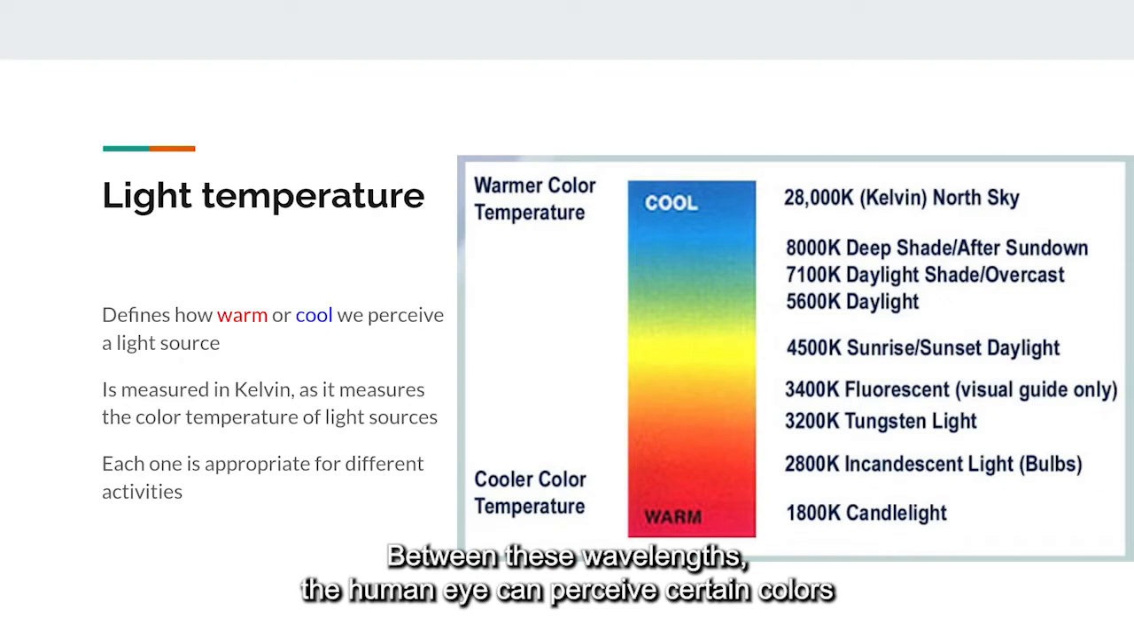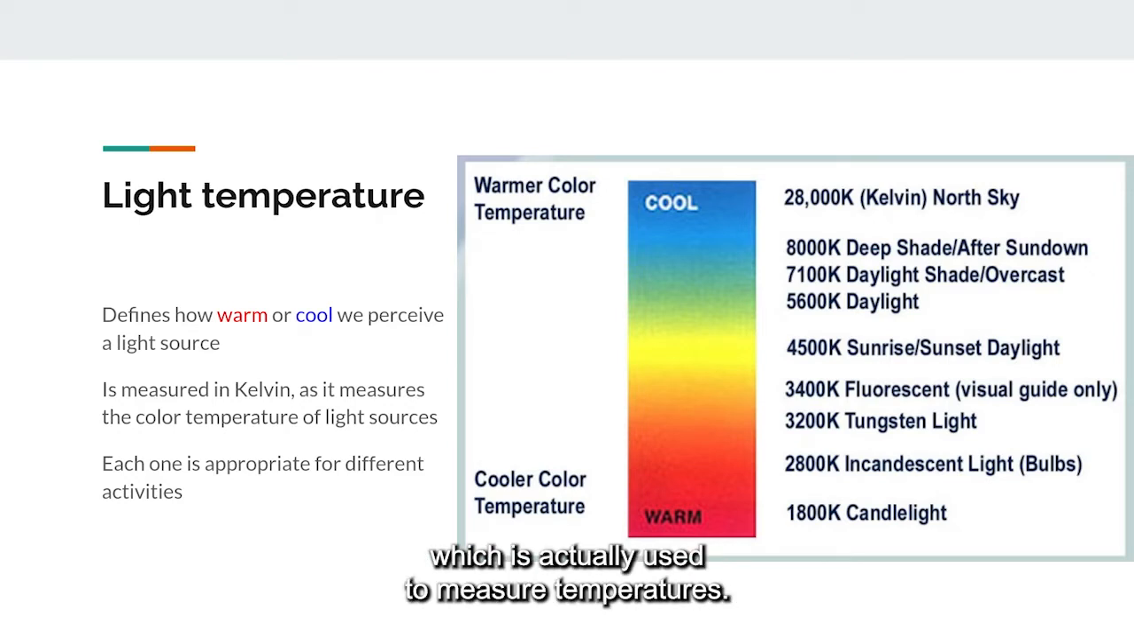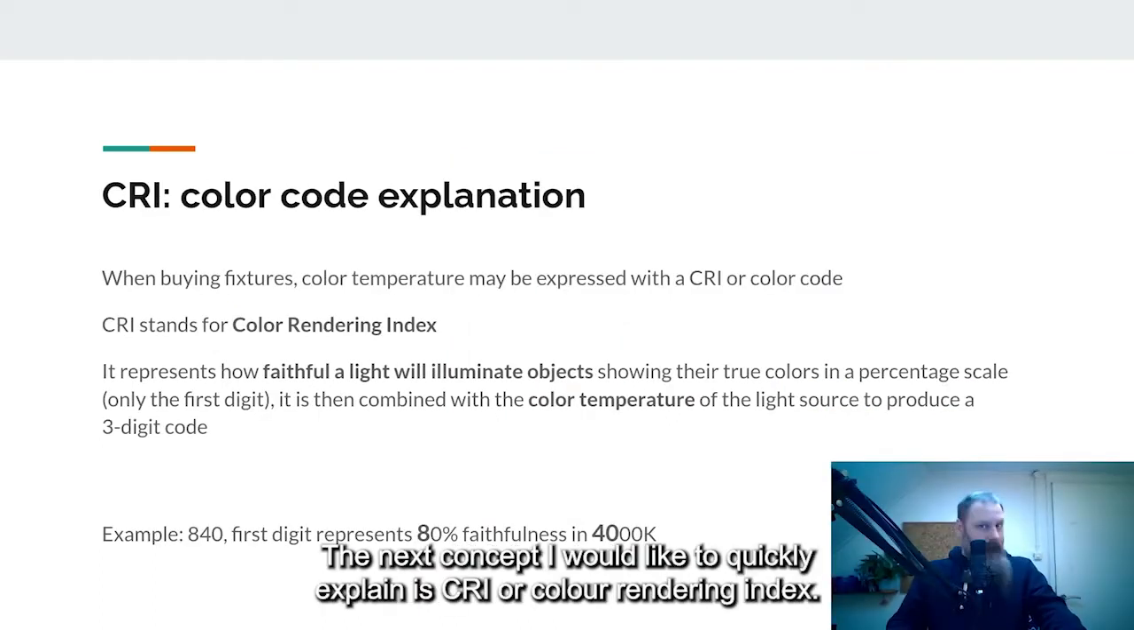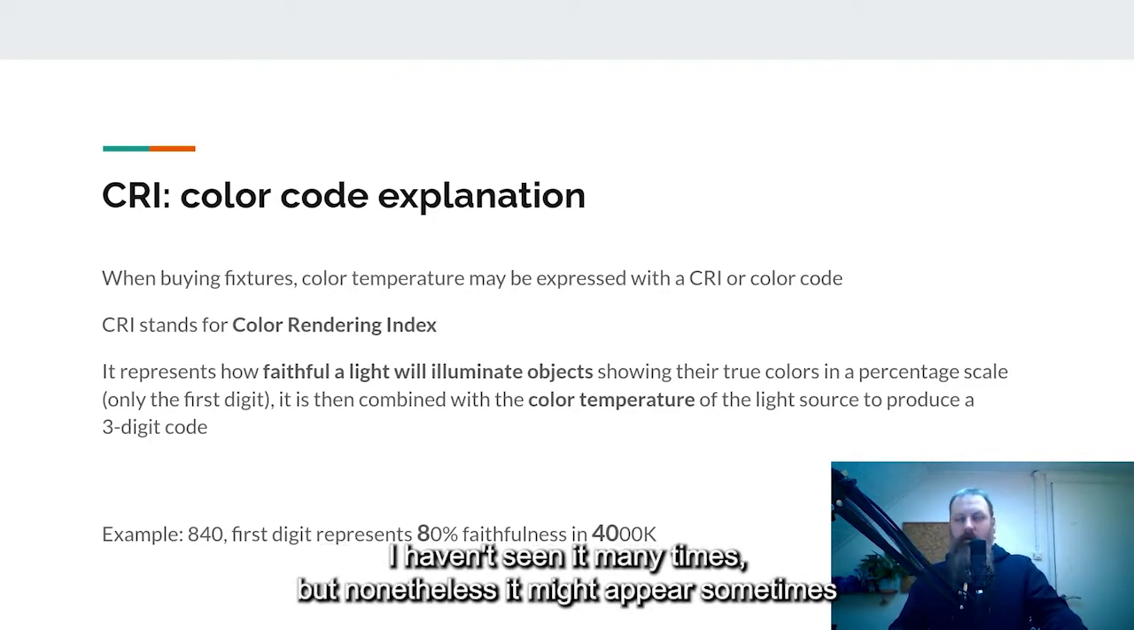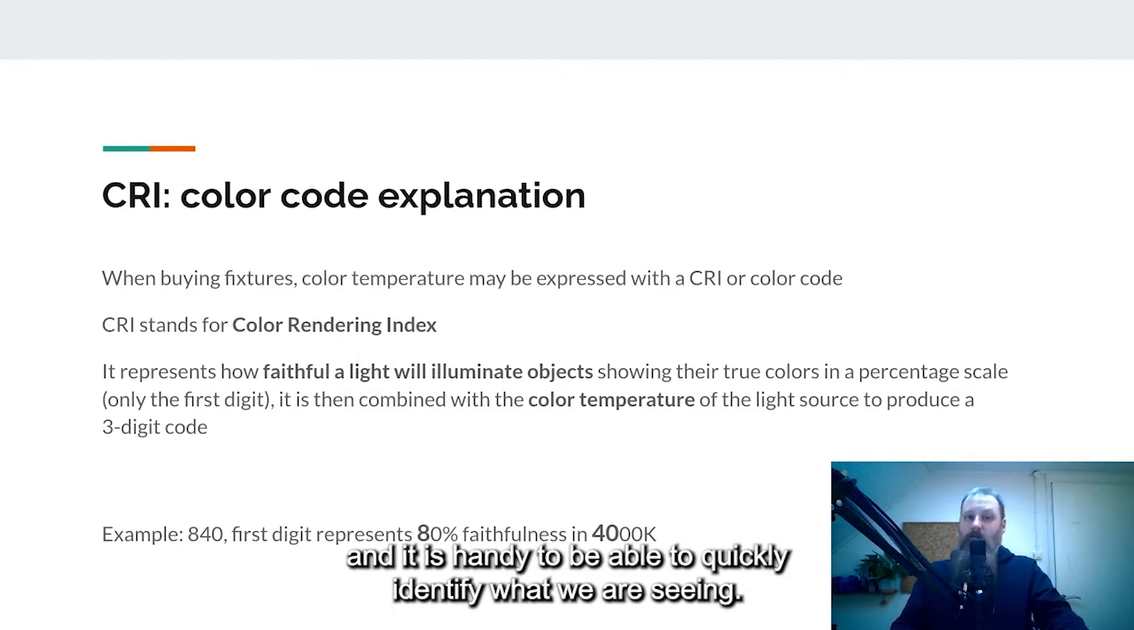Between these wavelengths, the human eye can perceive certain colors to be warmer or cooler, and as such we can measure that in Kelvin, which is actually used to measure temperatures. The next concept I would like to quickly explain is CRI, or Color Rendering Index. I haven't seen it many times, but nonetheless it might appear sometimes, and it is handy to be able to quickly identify what we are seeing.